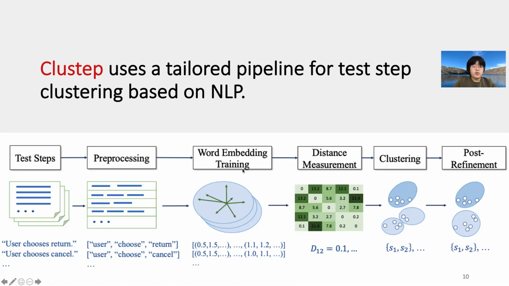The third stage performs word embedding training to learn the semantic similarity at the word level. The fourth stage measures the test step distance based on both word semantic similarities and the sentence structure. The fifth stage performs clustering. And the last stage does post-refinement to further improve clustering quality and reduce the number of clusters.